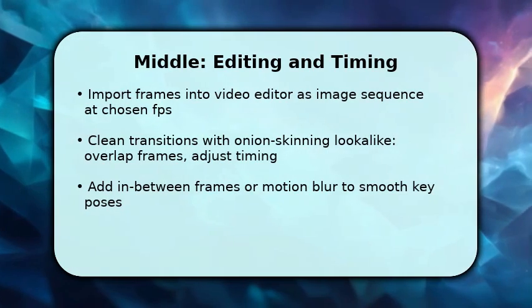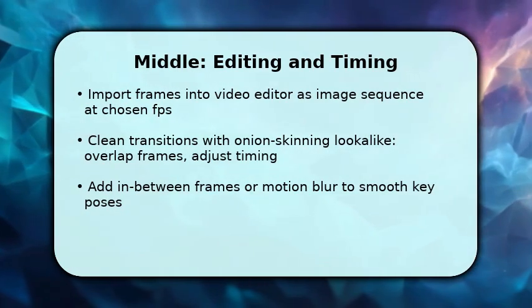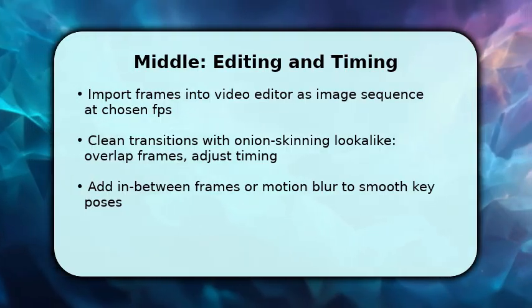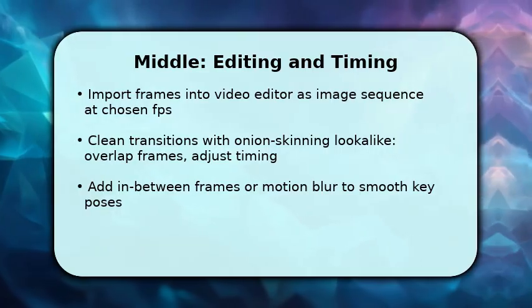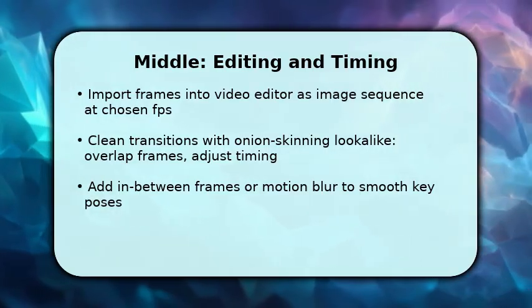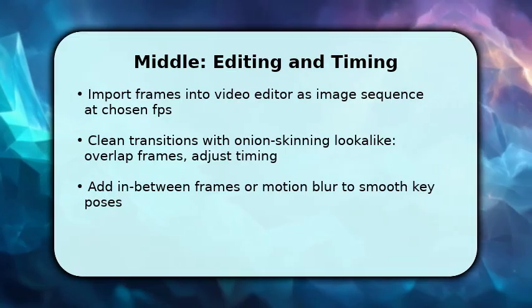Now you assemble the sequence and refine timing. Load your image sequence into an editor and set it to 30 or 60 FPS to match capture. Trim unwanted frames, then adjust exposure and color so lighting reads uniform across the cut.